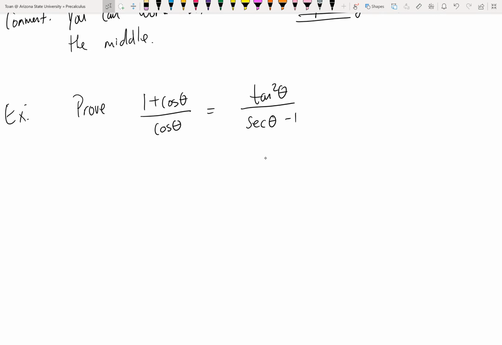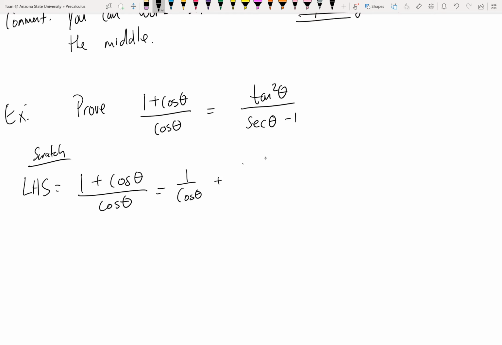So if you want, let's just pretend I start on the left-hand side. 1 plus cosine theta over cosine theta. I see this cosine over cosine. I want to cancel them out, but I can't because of this plus here. So let me identify this as scratch work. Let me split apart the fraction so I can do the cancelization. So this gives me secant theta plus 1. Oh, that's getting me close, right? I want secant minus 1 in the denominator, but this is good enough.